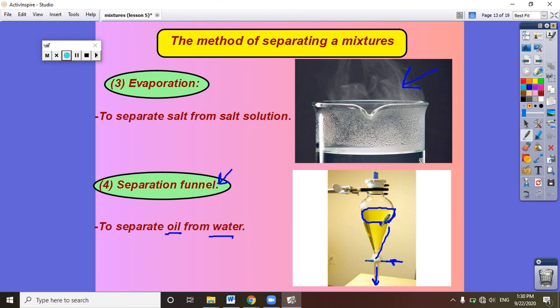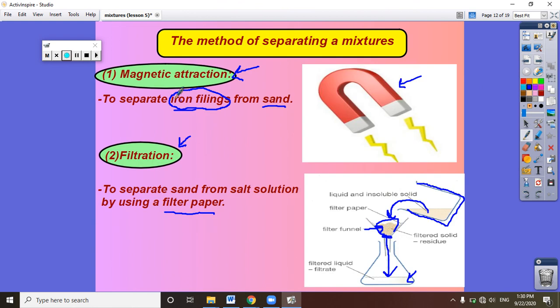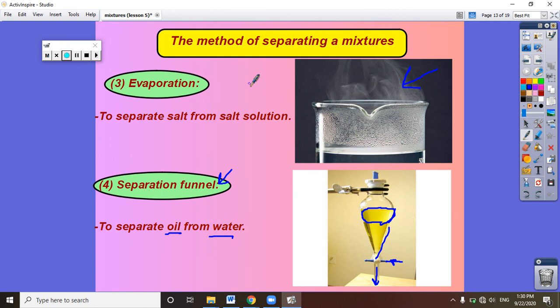So we have four methods to separate mixtures. Number one, magnetic attraction. Number two, the filtration process using filter paper. Number three, the evaporation process. And number four, the separating funnel.